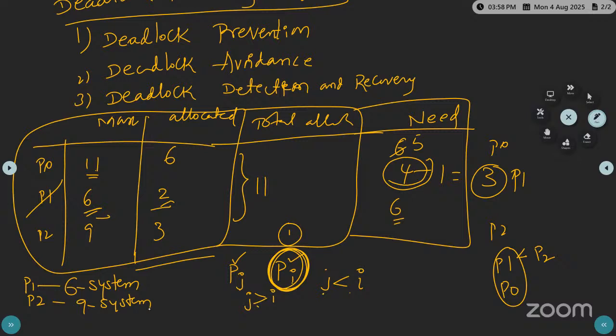With this 9, can I execute P0? Yes. Now start P0. Now P0's need has changed. How many resources? 5. Why 5?